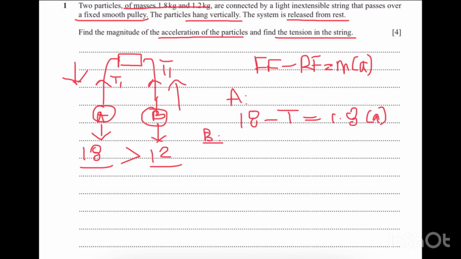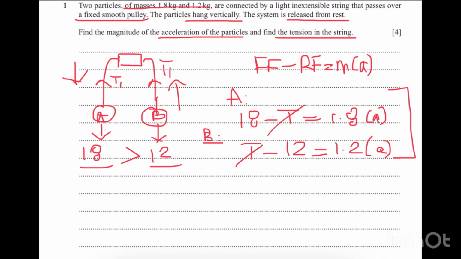As for particle B, the forward force will be the tension in the string and the resistive force will be the weight of the particle, which is pulling it downwards. So that will be 12. And then this is the mass and then the acceleration is a. This acceleration for both particles is also the same since they're connected. So these two are simultaneous equations. So this minus T and plus T can be cancelled out, leaving the other terms to be added.